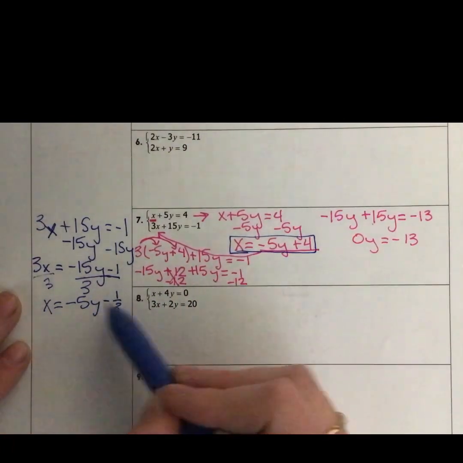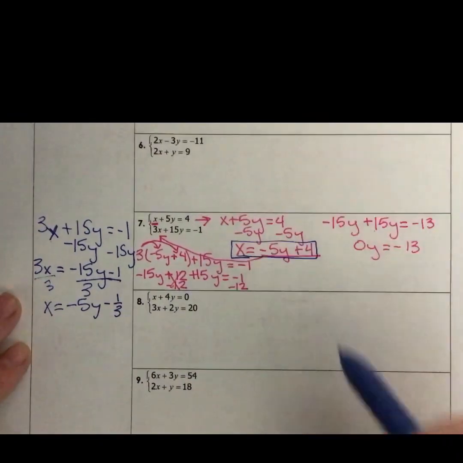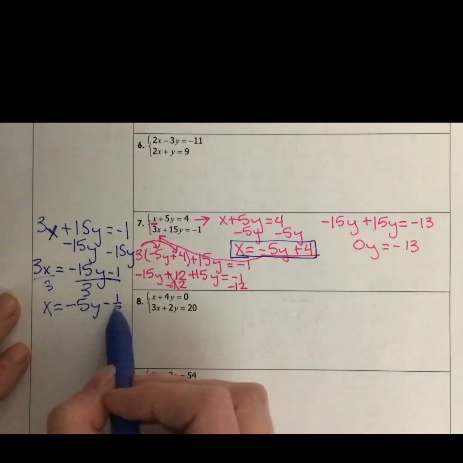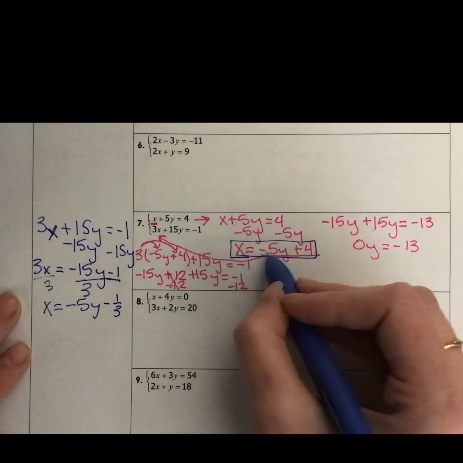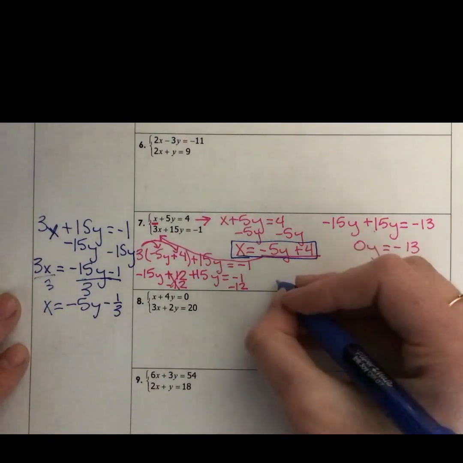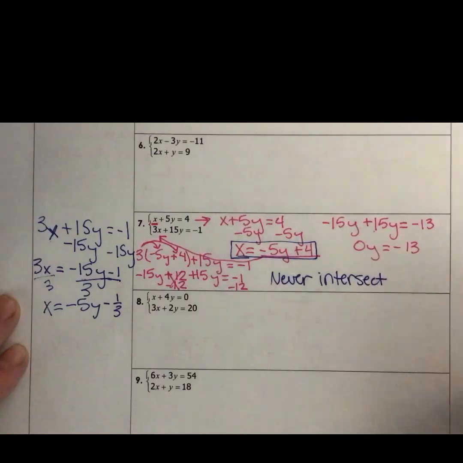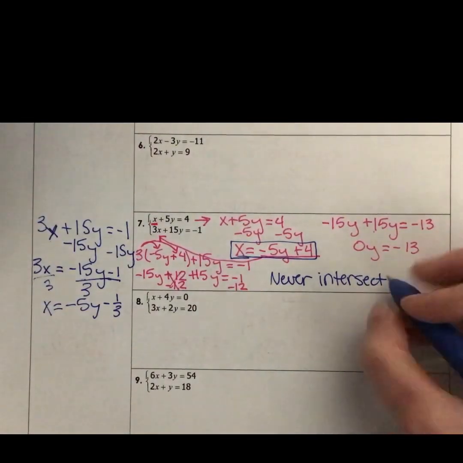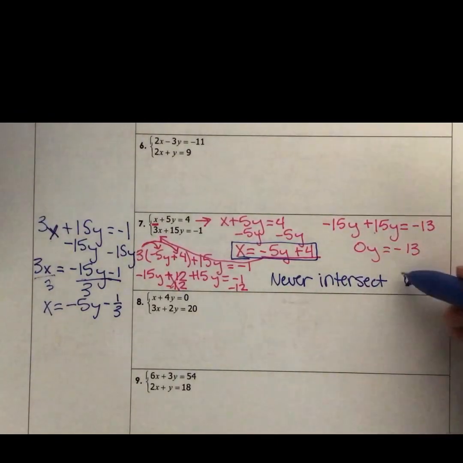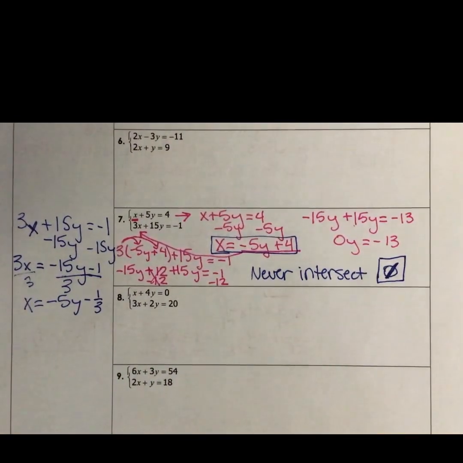Now remember, parallel lines don't have the same intercept, right? This last number is not the same. So this tells me that I have x equals negative 5y plus some number, and x equals negative 5y plus a different number. That means that these lines never intersect because they are parallel. And when we have parallel lines, that means that there is no solution. We have our 0 with a line through it. They never intersect, so there are no solutions.